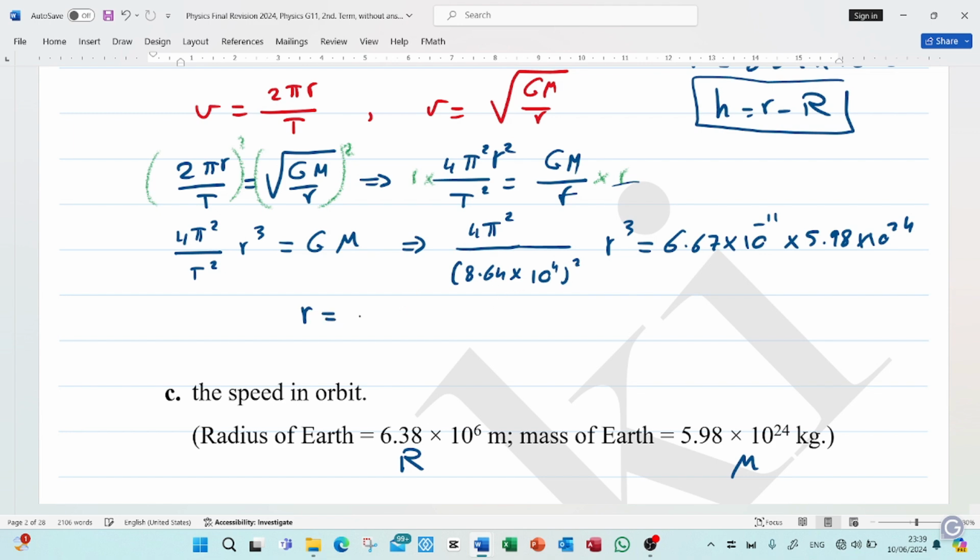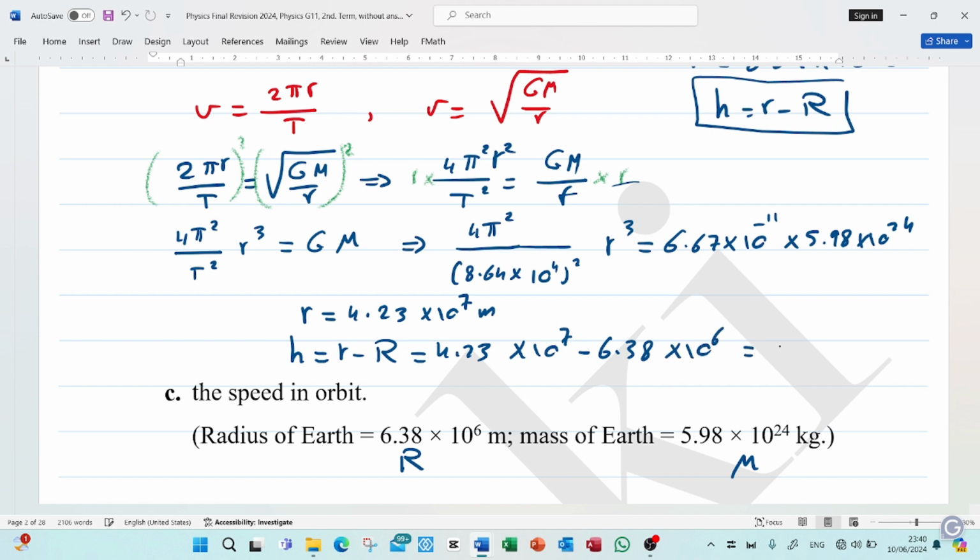So r equals 4.23 multiply 10 power 7 meter. From r we can calculate h, the height. So r small minus R capital. R small is 4.23 times 10 power 7 minus R capital. R capital is the radius of the Earth, 6.3. Take care for the unit, the same unit, meter and meter. Then the answer is 3.59 multiplied by 10 to the power 7 meter.